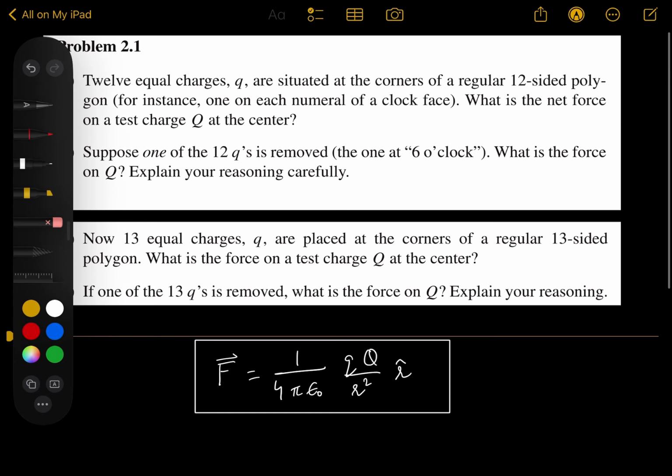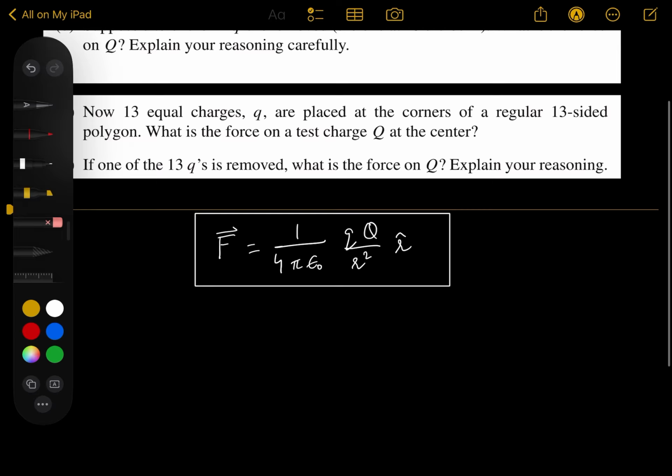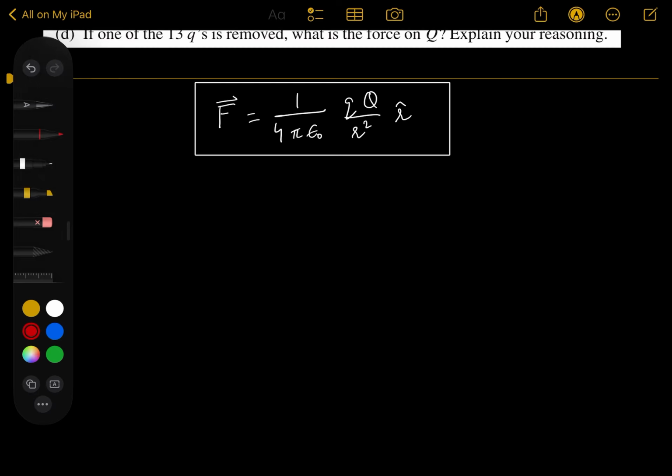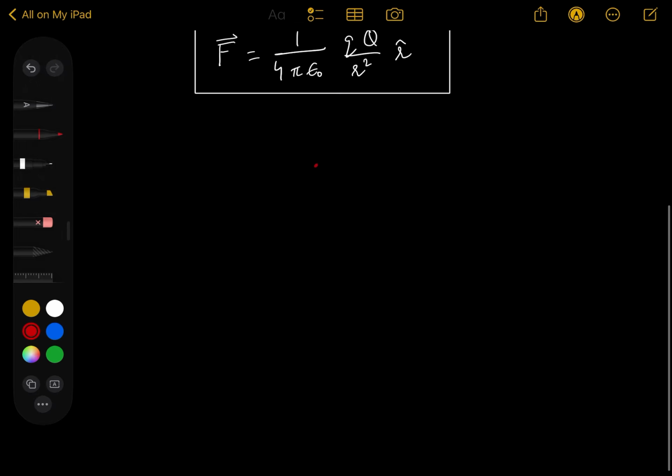Okay, so problem 2.1 is: 12 equal charges Q are situated at the corners of a regular 12-sided polygon. What is the net force on a test charge Q at the center? They've said that it's like each numeral on a clock face. So this is fairly simple because we can form 6 pairs, right? 1, 2, 3, 4, 5, 6, 7, 8, 9, 10, 11, and 12.